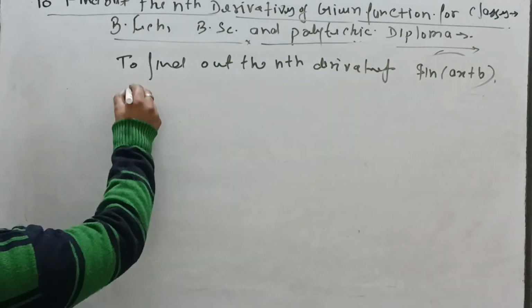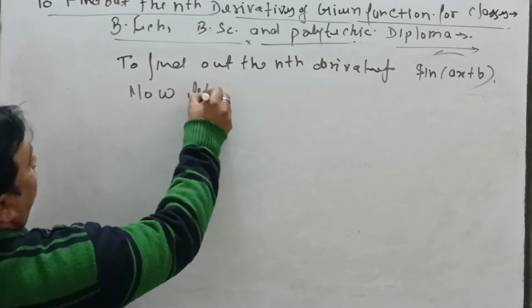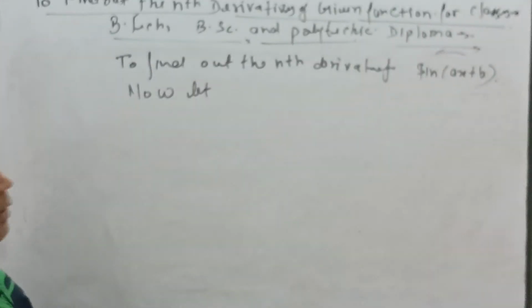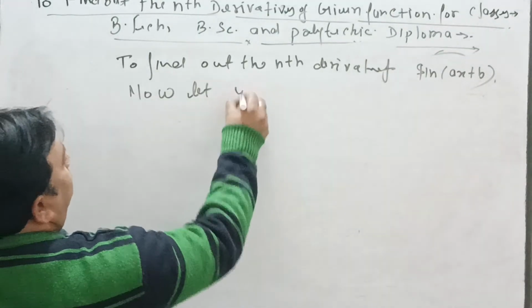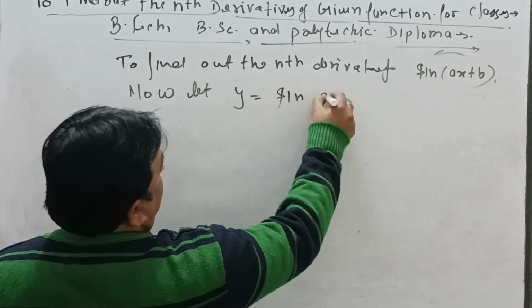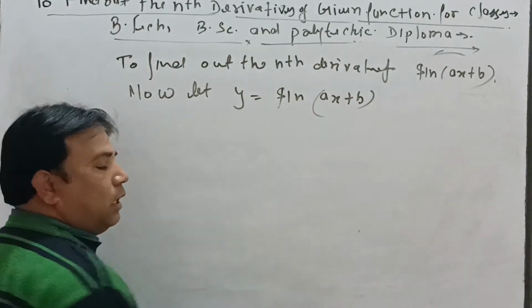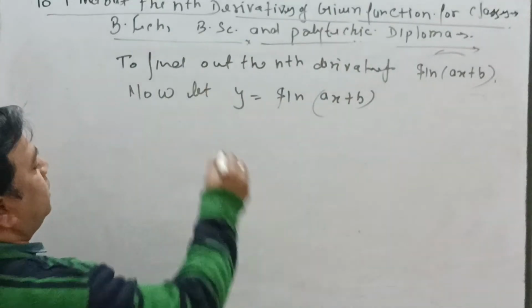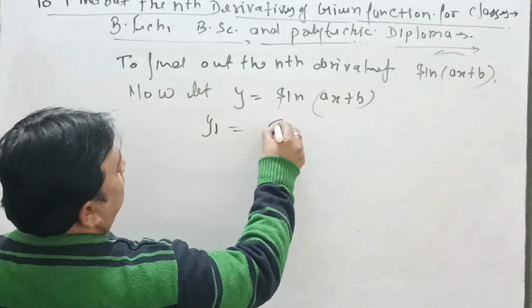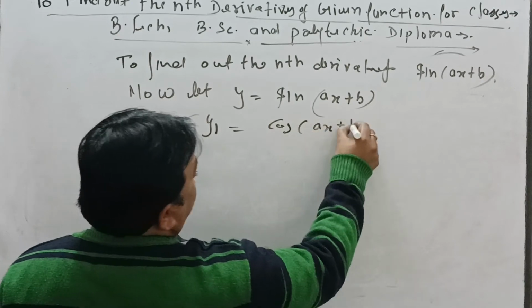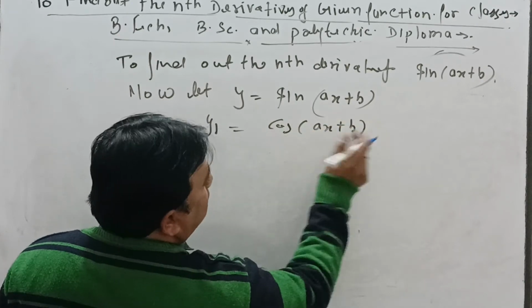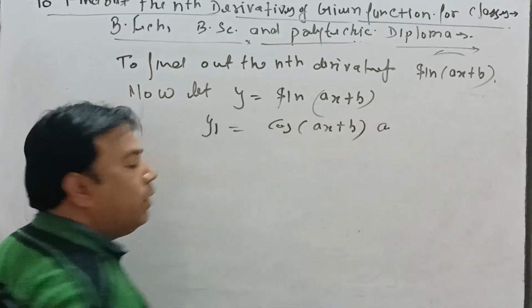This is most important, as it is used for this type of formula. Let y = sin(ax + b). You differentiate this function with respect to x. y1 = a cos(ax + b), and again differentiating this, you get the value of a.